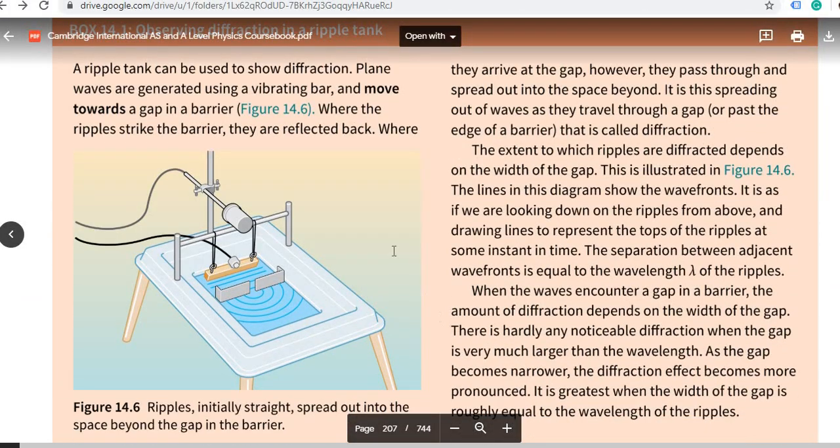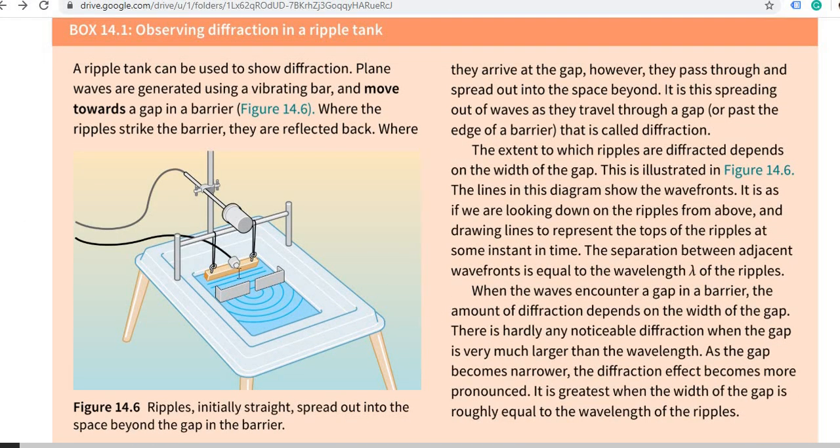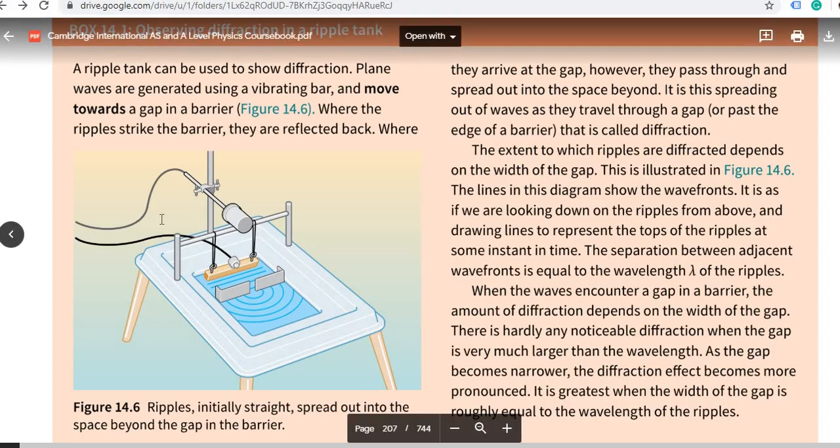Okay, so about the diffraction of water waves, now you can see this. We can adjust the wavelength of the water waves by adjusting the frequency of vibration of this vibrating bar. This vibrating bar will be connected to a signal generator. So from the signal generator, we can get the frequency of vibration that we want. Let's say we adjust the signal generator to a certain frequency, then this will vibrate at that frequency.